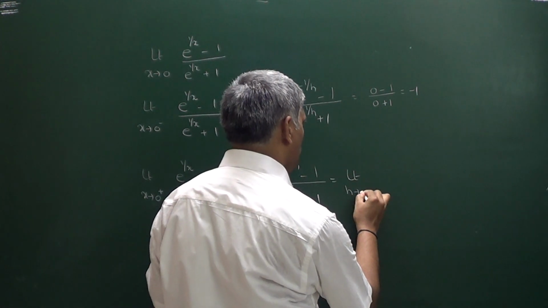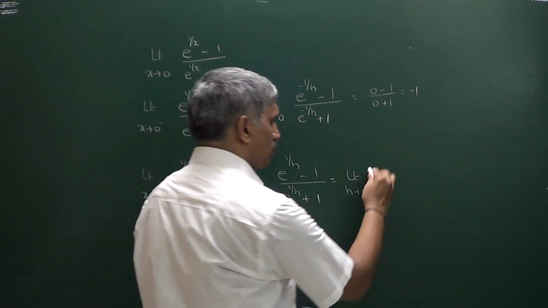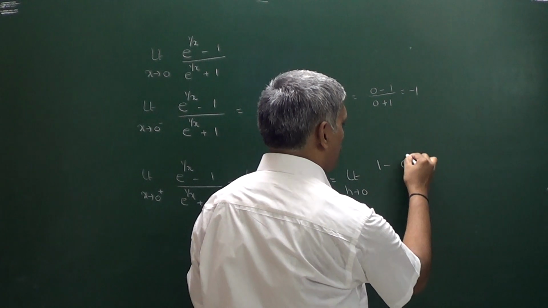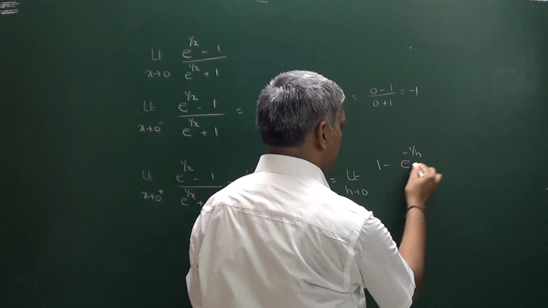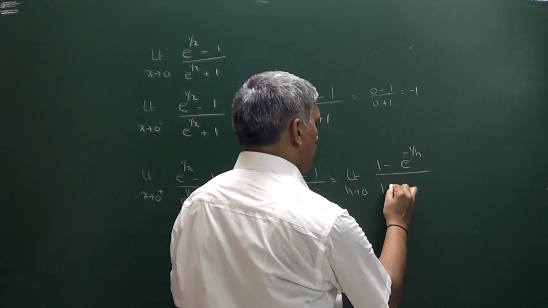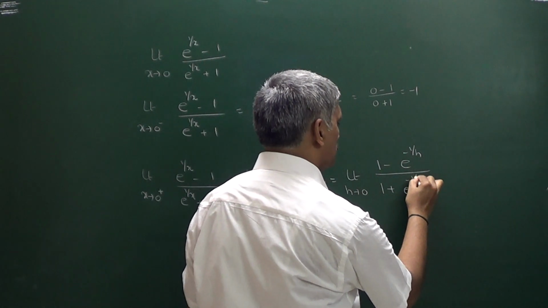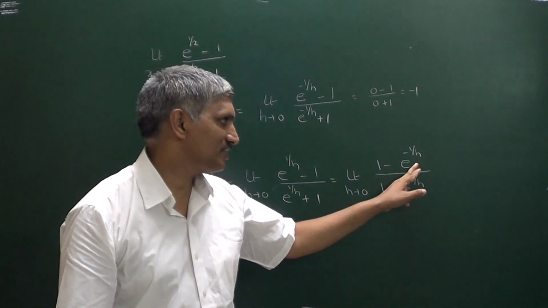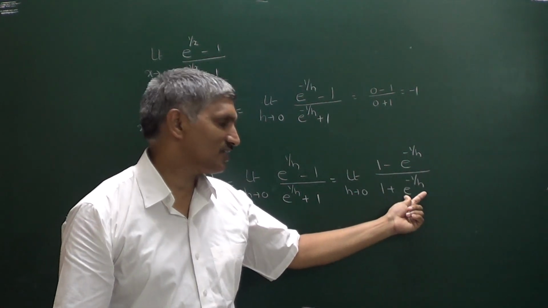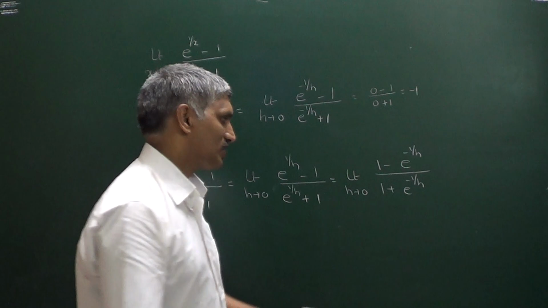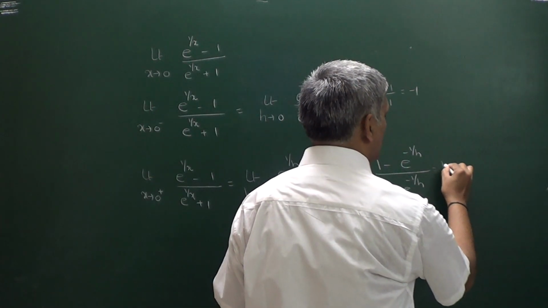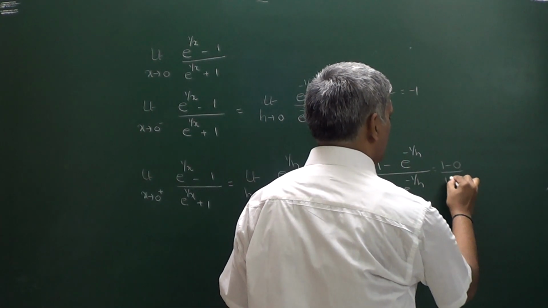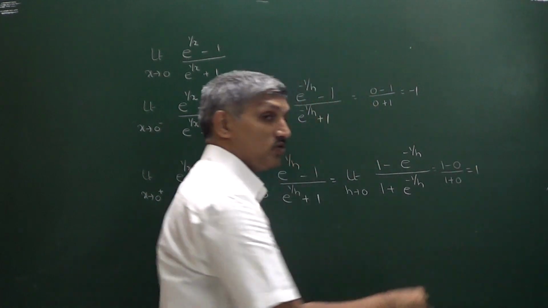This is the modification I am doing. Limit h tends to 0, 1 minus e to the power of minus 1 by h divided by 1 plus e to the power of minus 1 by h. Now you can observe this limit value is tending to 0. This is also tending to 0. So that's why we are getting 1 minus 0 divided by 1 plus 0, that is equal to 1.